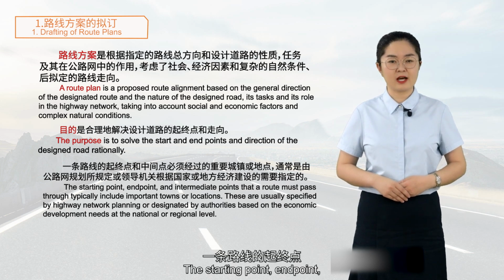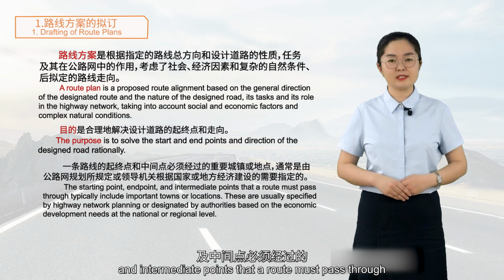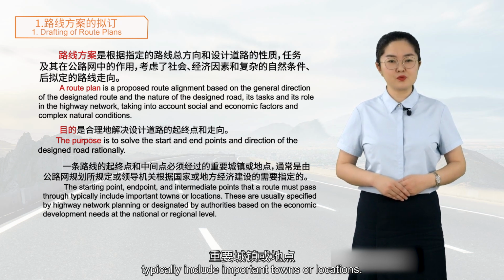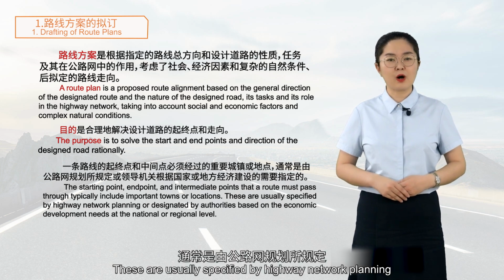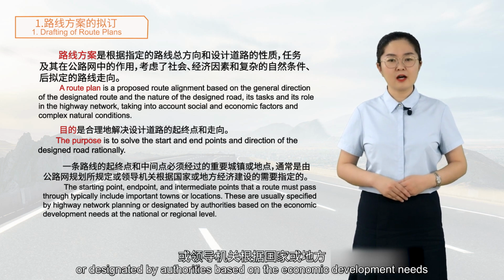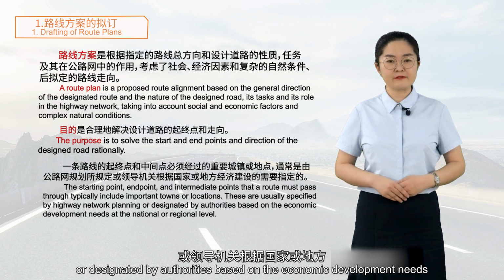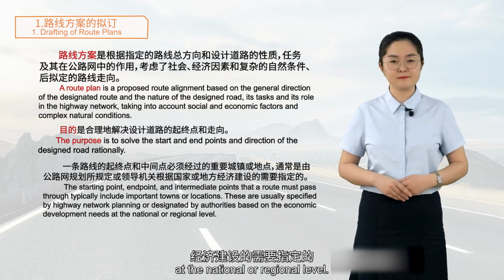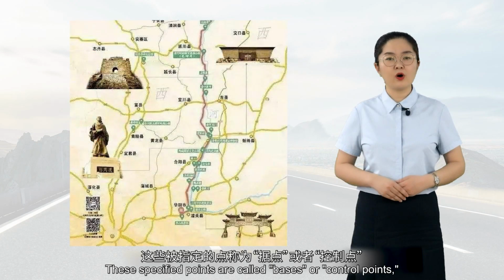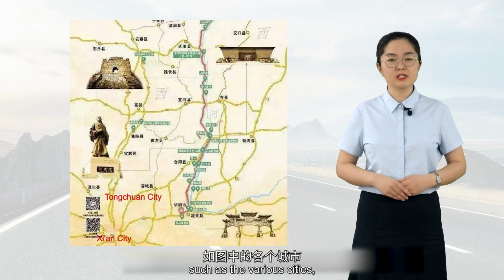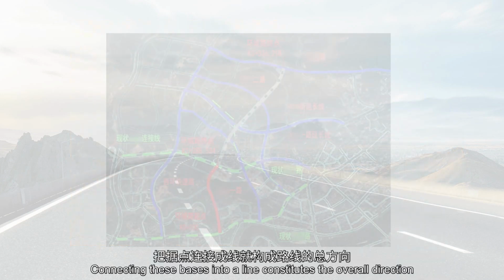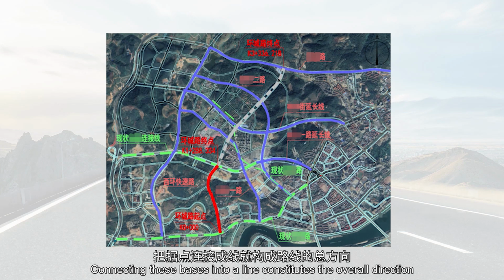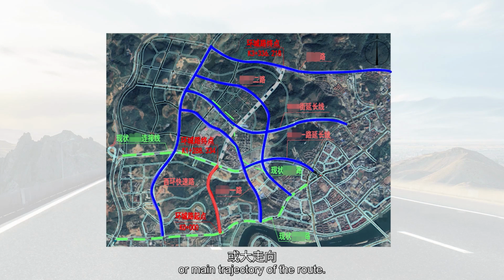The starting point, end point, and intermediate points that a road must pass through typically include important towns or locations. These are usually specified by highway network planning or designated by authorities based on the economic development needs at the national or regional level. These specified points are called bases or control points, such as the various cities, counties, or tourist attractions shown on the map. Connecting these bases into a line constitutes the overall direction or main trajectory of the route.